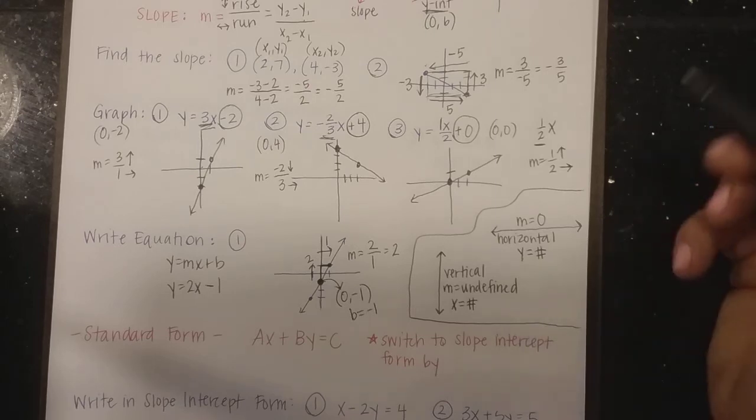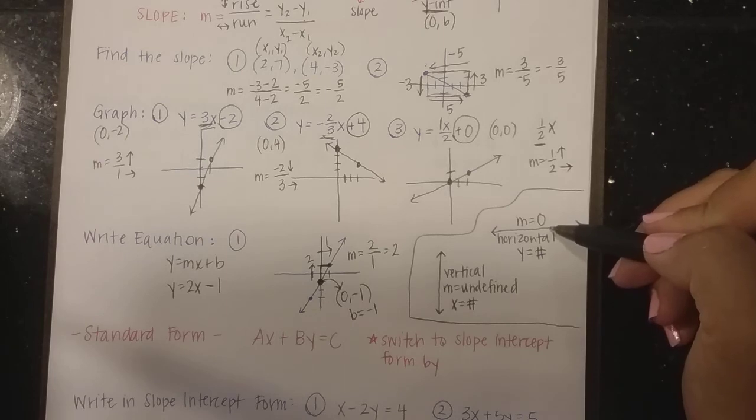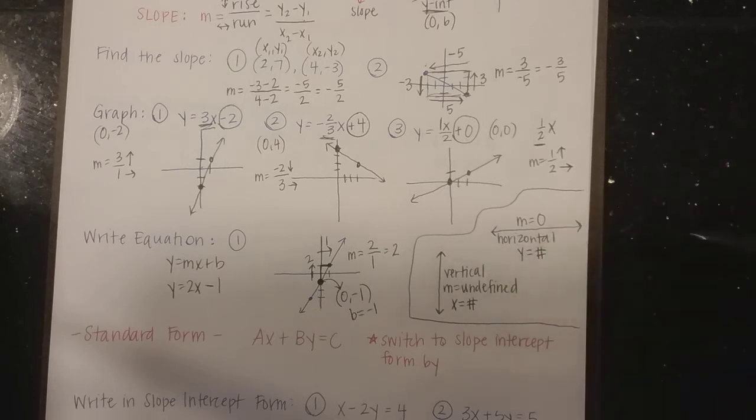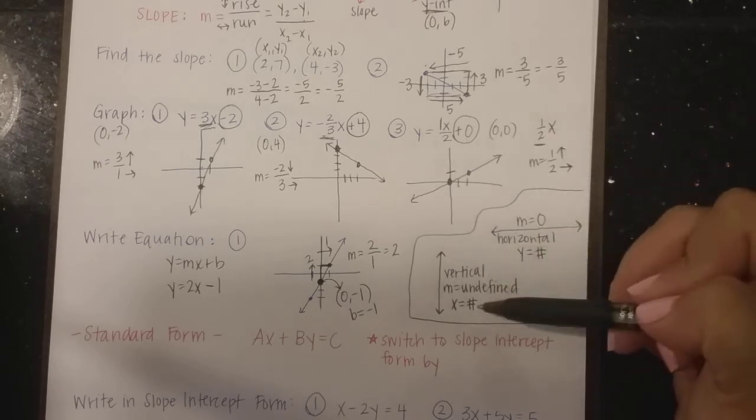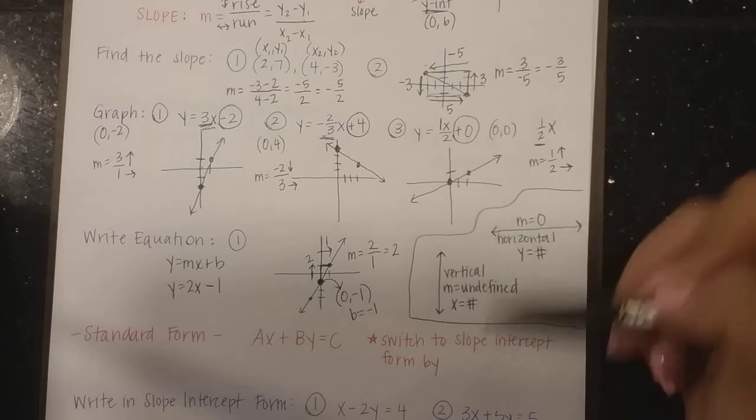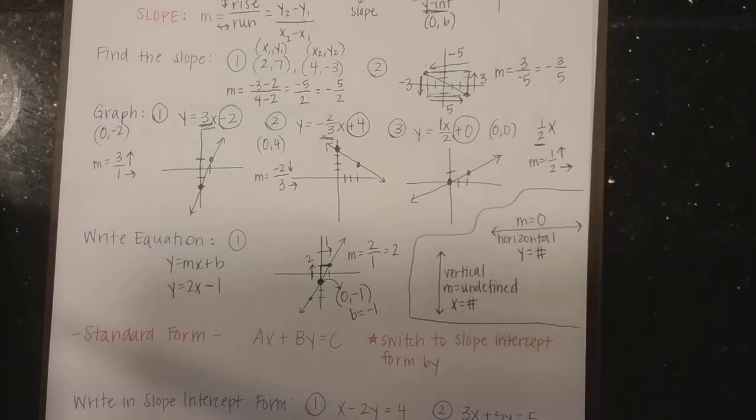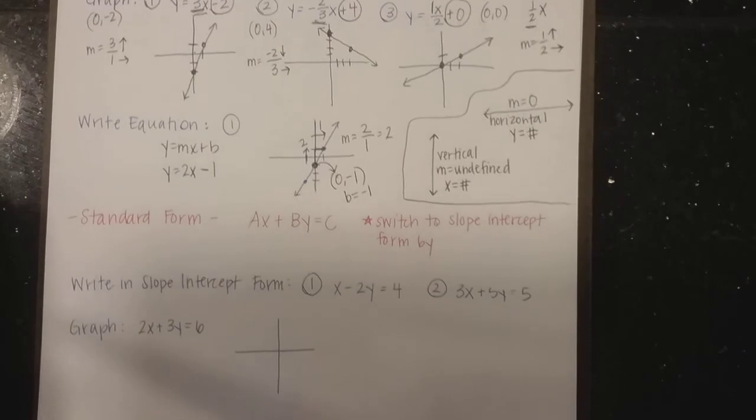Other than that, if it's a horizontal line, you're going to go to wherever that number is and draw a horizontal line. If it is a vertical, you're going to go to wherever that number is and draw a vertical line. Okay? All right, standard form.